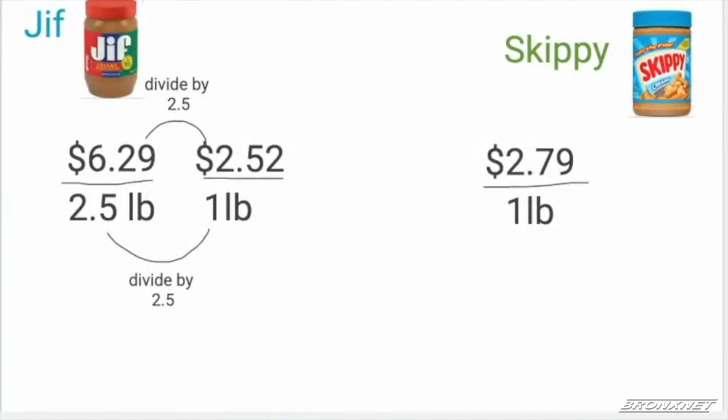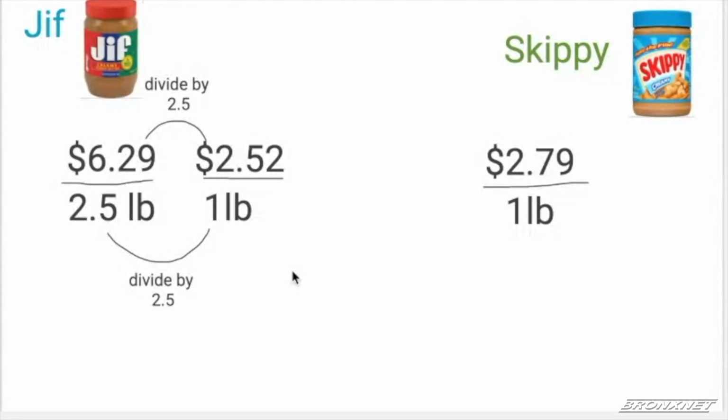To do this, we need to figure out which one is the best price. So let's set up a ratio. As you can see here, we have a ratio set up. And a ratio is a comparison of 2 different numbers or items. So here we are comparing money, or our price, to the weight or the amount in pounds.